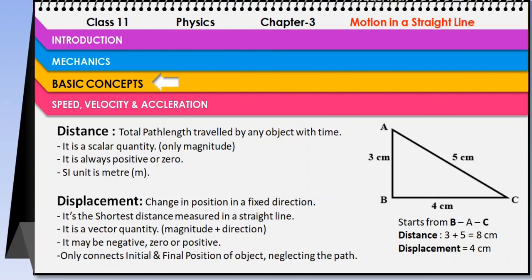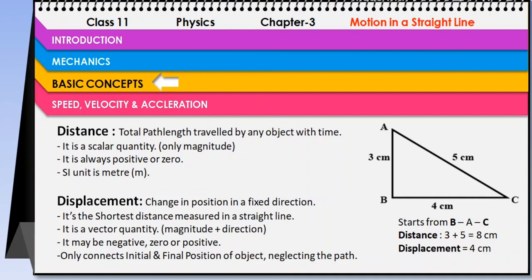Now distance is the total path length traveled by any object with time. It is a scalar quantity. What does that mean? That means that distance is only dependent on magnitude, not on the direction. Distance is always positive, or even in case of a stationary object it may be 0. What is the SI unit? SI unit of distance is meter. Clear?